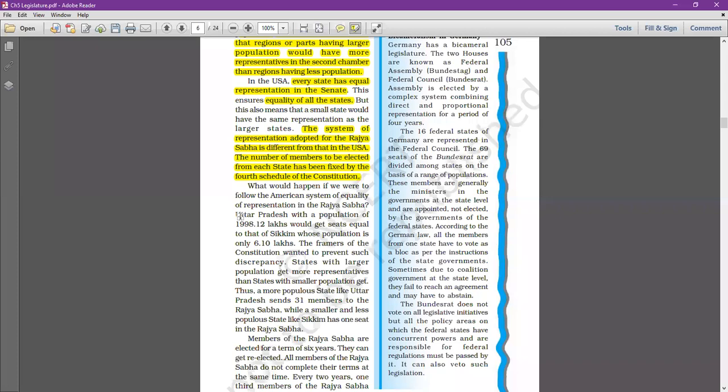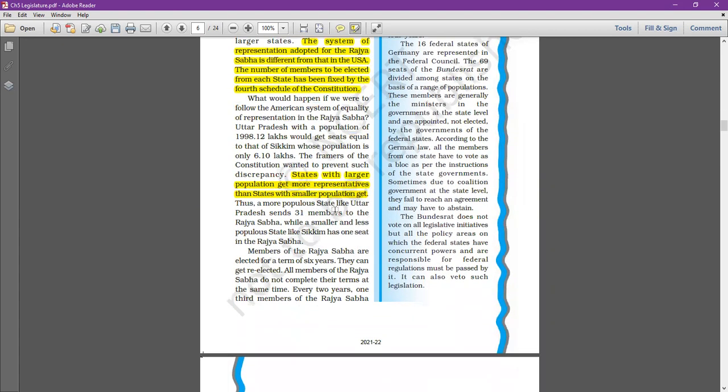What we followed was another method, in which we considered population the base to divide the seats. So the framers of the constitution wanted to prevent such discrepancy. So what they did, states with larger population get more representatives than states with smaller population. So a more populous state like Uttar Pradesh sends 31 members.